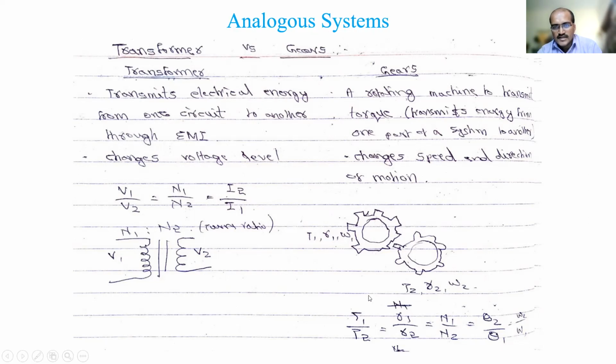And it will be shown by a relation: T1 by T2 is equal to R1 by R2, equal to N1 by N2. Again, it is having turns. Equal to theta 2 by theta 1, it is the velocity or displacement. It is equal to W2 by W1. So like that it has the relation. This is useful in solving problems. Here W2 stands for angular velocity, no? Yes, clear.